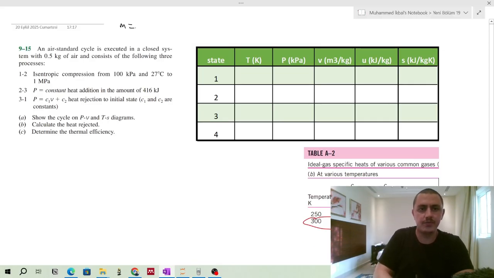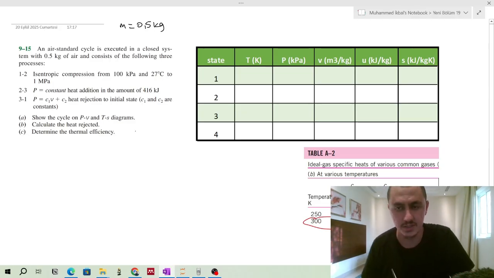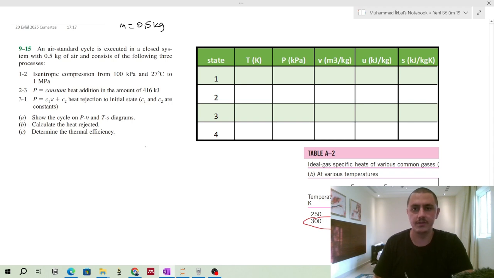Mass is given for this cycle, so it will not be specific based calculations. We should also find the kilojoule values. At the beginning you can fix your entropy like a datum point, a reference point. It doesn't matter how much entropy you have, just fix it to 0.